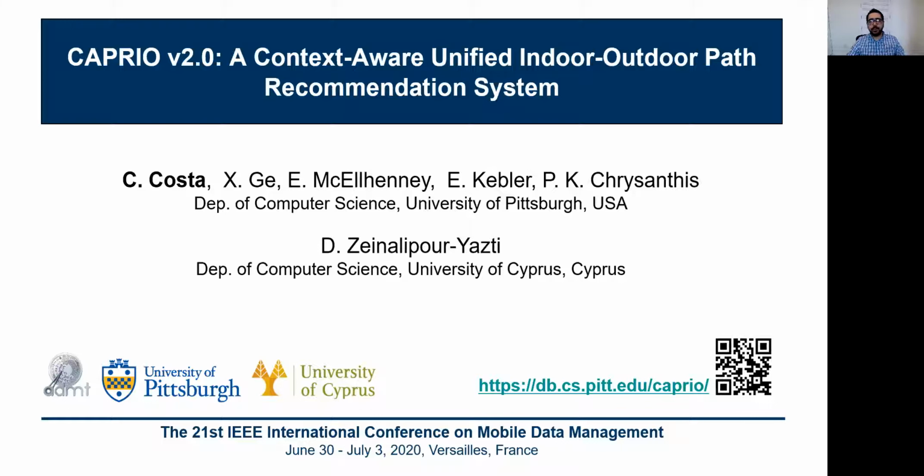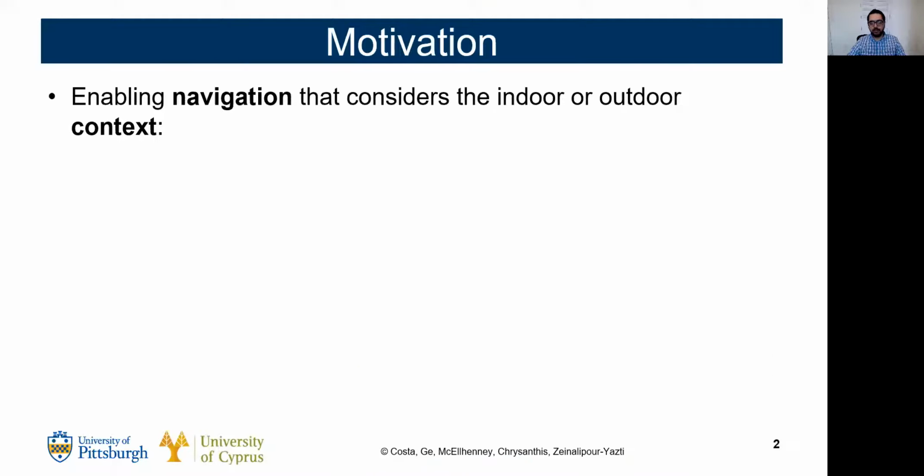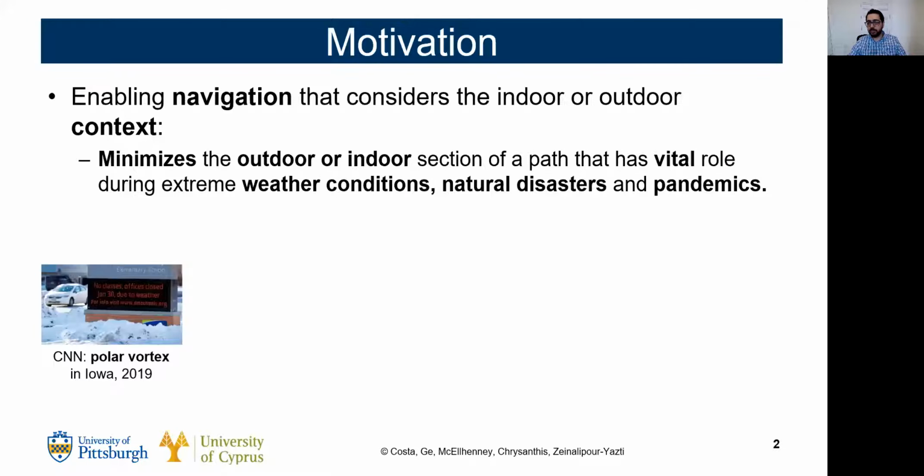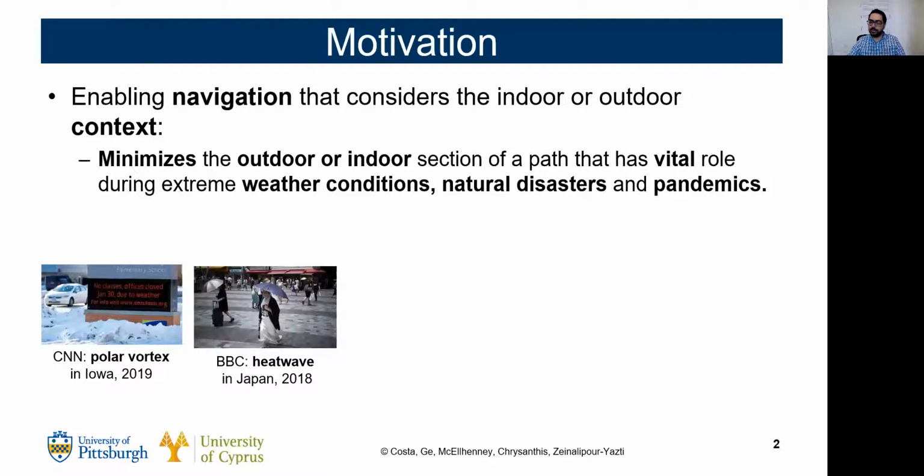I'm very excited to present our system CAPRIO version 2.0, a context-aware unified indoor-outdoor path recommendation system. The motivation behind this work is to enable navigation to consider the indoor or outdoor context. With the indoor or outdoor context, we are referring to weather conditions, natural disasters, and pandemics.